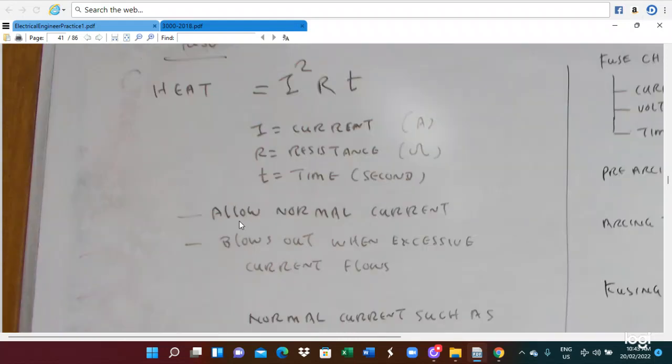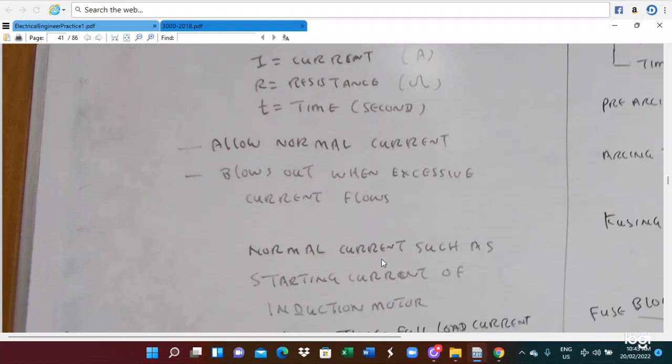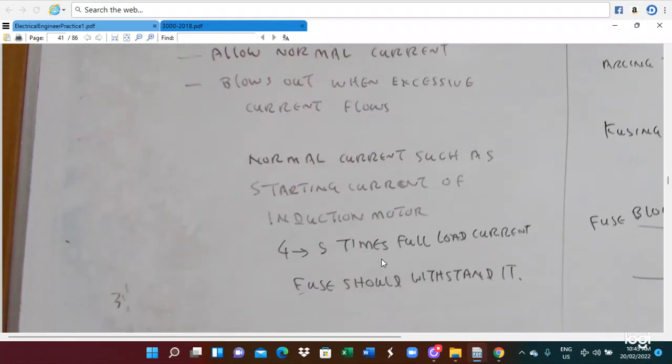So the fuse allows normal current, but blows out when excessive current is reached. Normal currents include the starting current of the induction motor. These are short-time currents, unlike the long-time overload currents. Only a short period of current will rise, because three-phase induction motors draw 4 to 5 times the full load current. Therefore the fuse should withstand it for that time.